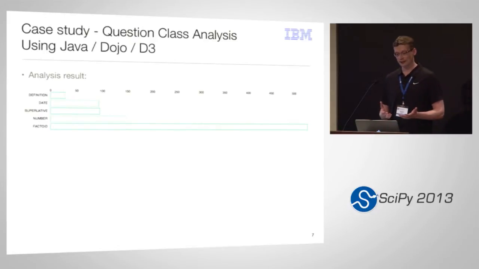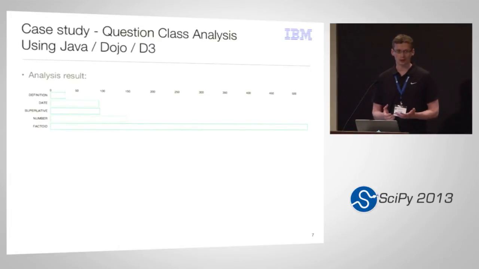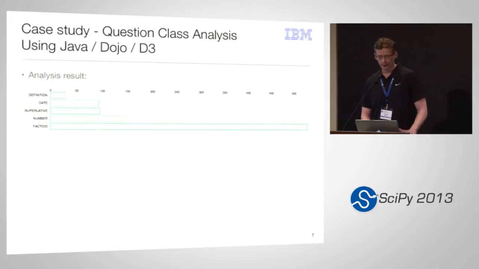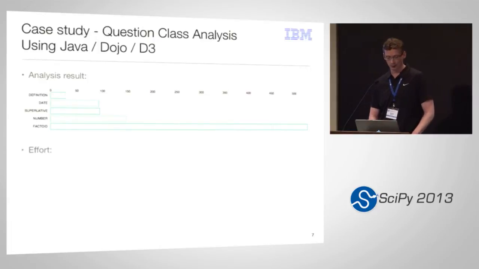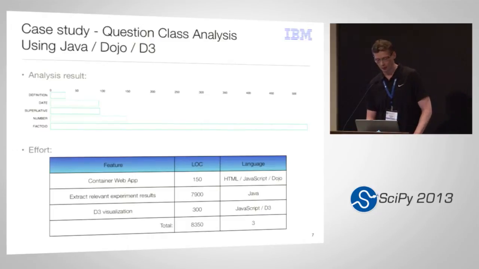You could also find out things like, oh, maybe Watson is doing really, really well on number questions, but it's doing kind of poorly on date questions. That gives you some information about what aspect of the system you have to tune. Now, to create this graph, we wanted to put together a website that shows a graph. So what we did is we wrote a simple container web app, about 150 lines of HTML, JavaScript, and Dojo code. Then we had to write code to extract the relevant experiment results.